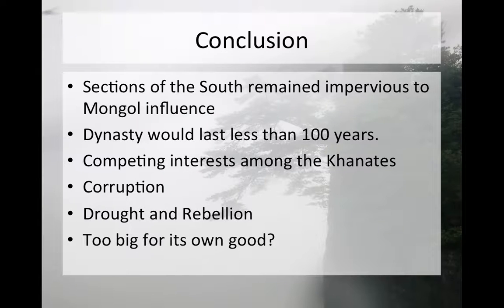Maybe the Yuan dynasty and the Mongols and Kublai Khan just were too big for their own good. Similar to Alexander's Greece, similar to Rome, similar to what we'll study in the Arab rising in its civilization. Maybe they just get too big for their own good.